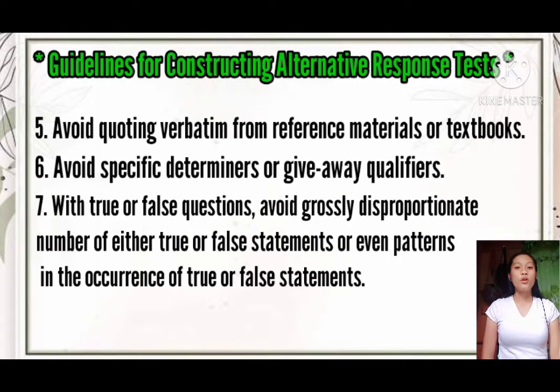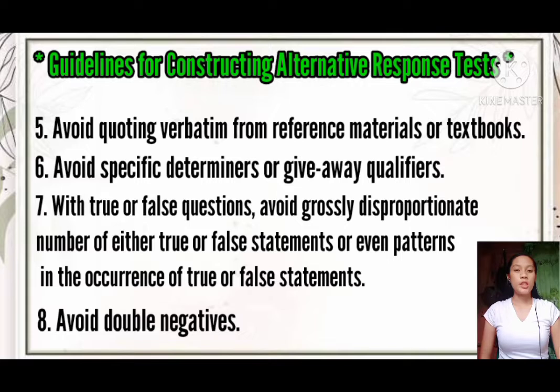Seventh, with true or false questions, avoid a grossly disproportionate number of either true or false statements, or even patterns in the occurrence of true or false statements. Number 8, avoid double negatives.